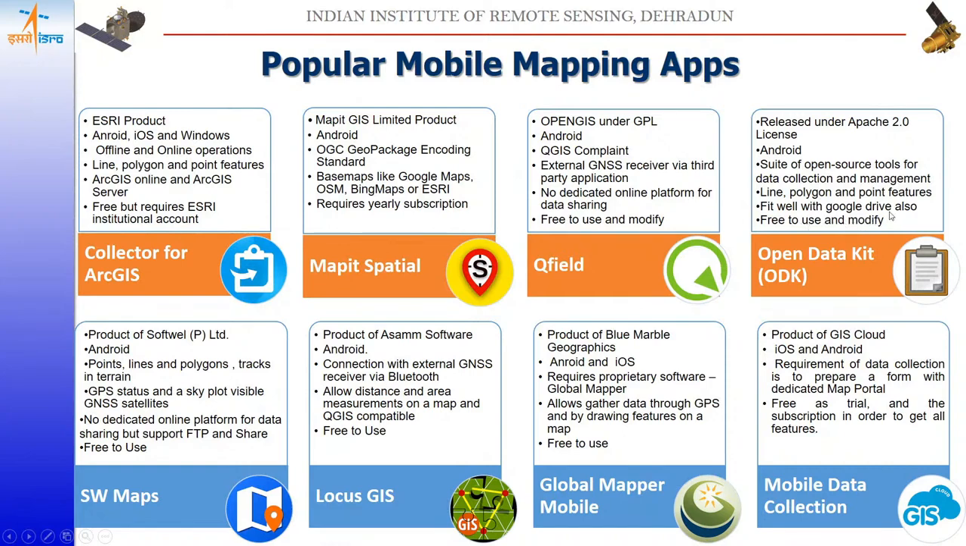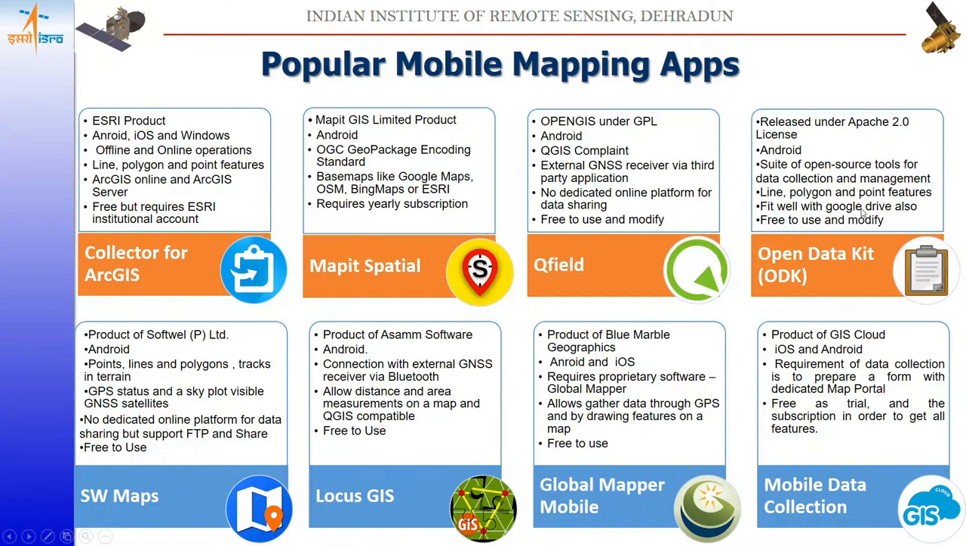There are some other applications also, like SW Map, Locus GIS, Global Mapper, mobile data collection. They all have their own limitations. Some are free to use, and some require yearly subscriptions if you want the extensive features from that particular application. So let us take one small demo of this Open Data Kit, how it works.